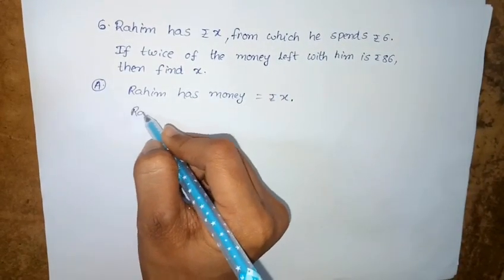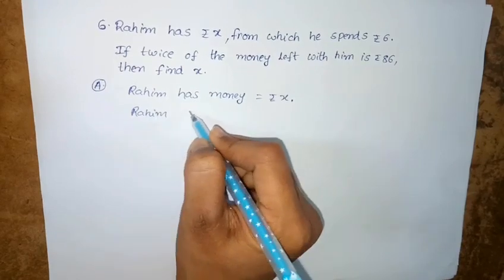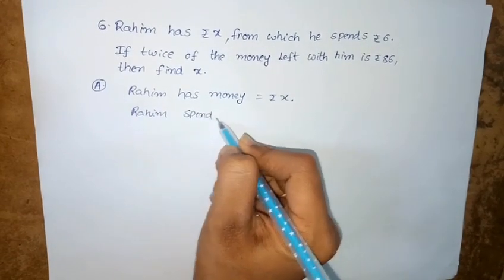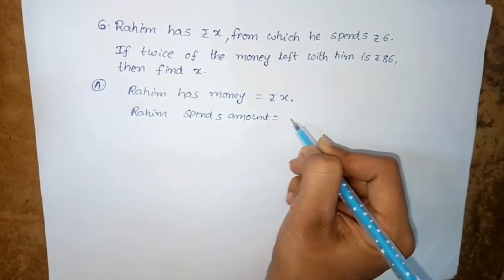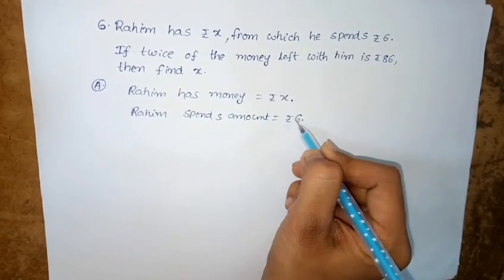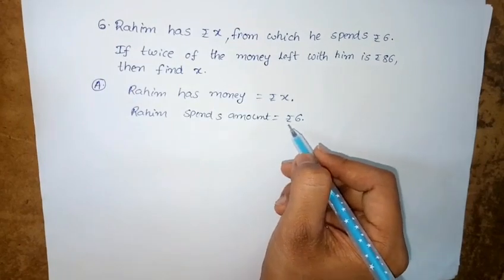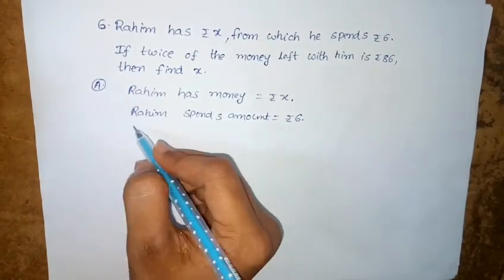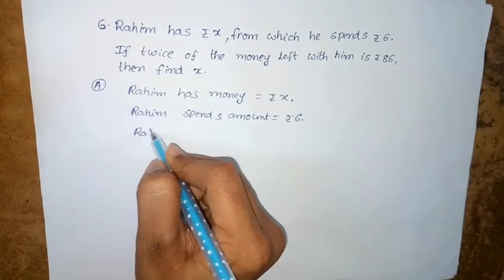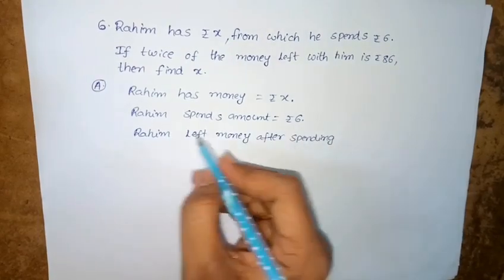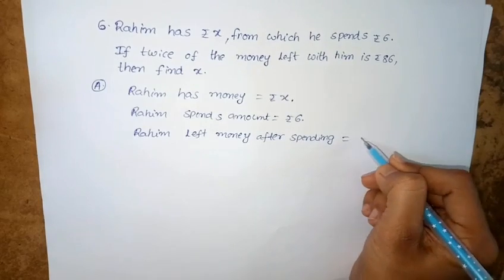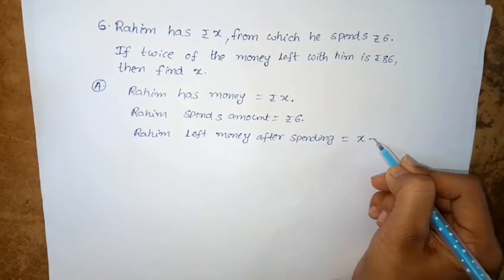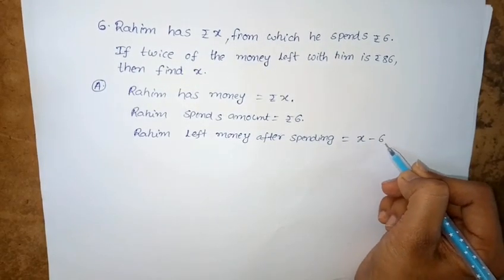So Rahim spends an amount equal to 6 rupees. After spending 6 rupees, Rahim's left money after spending is equal to the total money X minus the spending amount 6 rupees. So X minus 6.